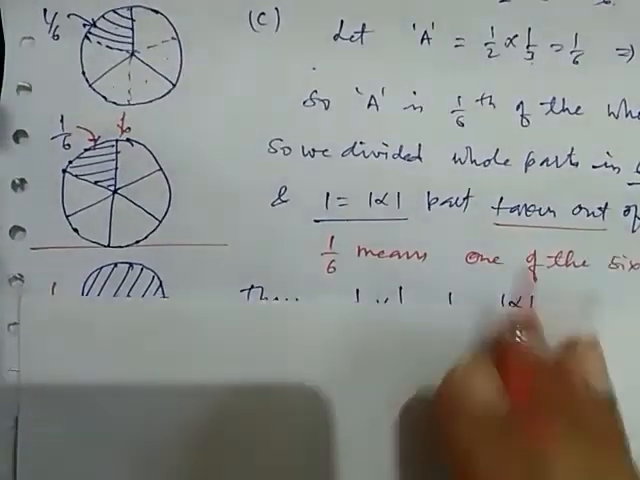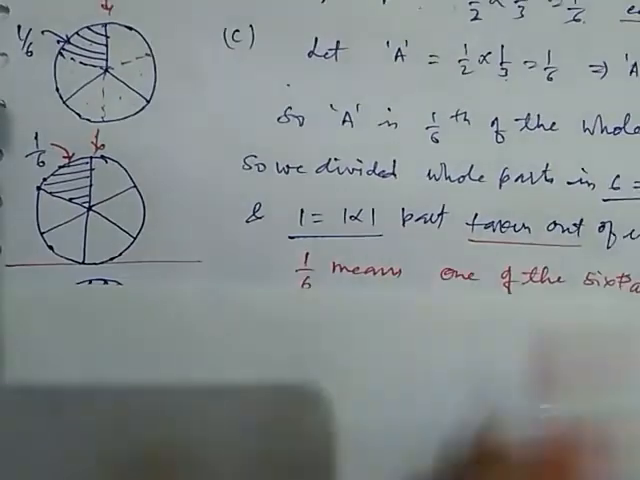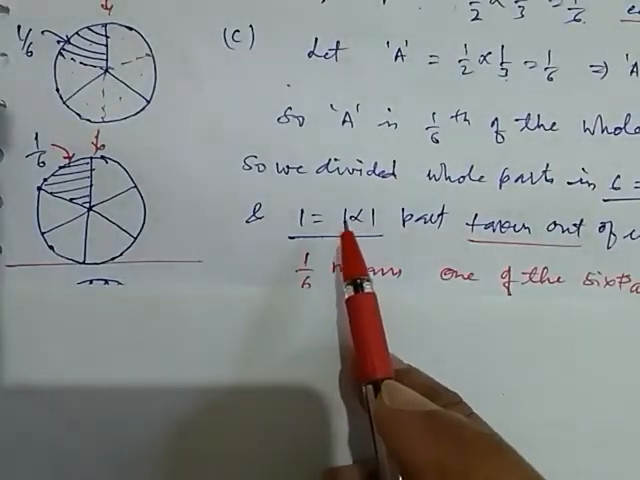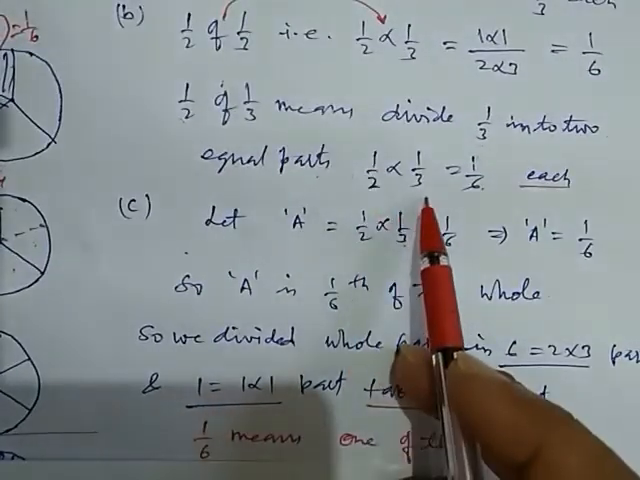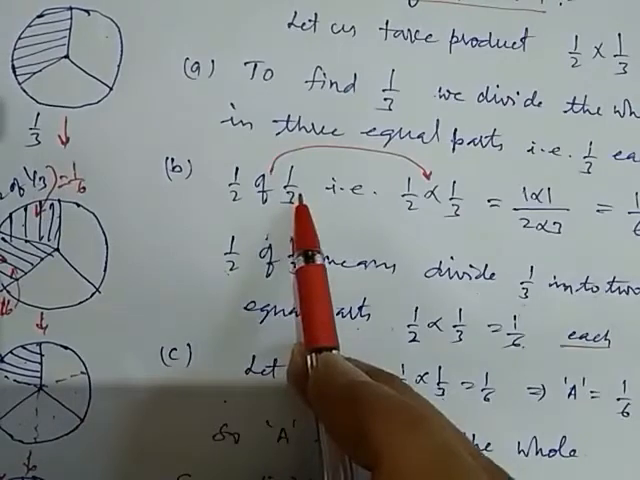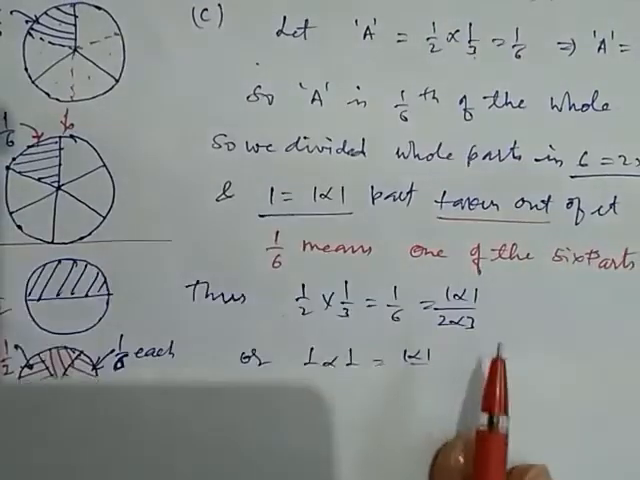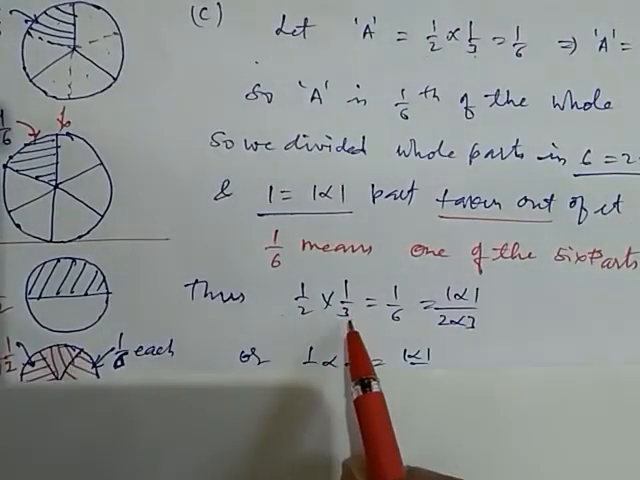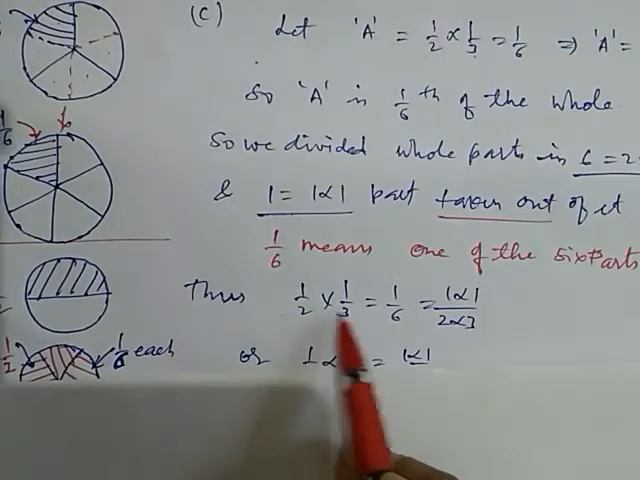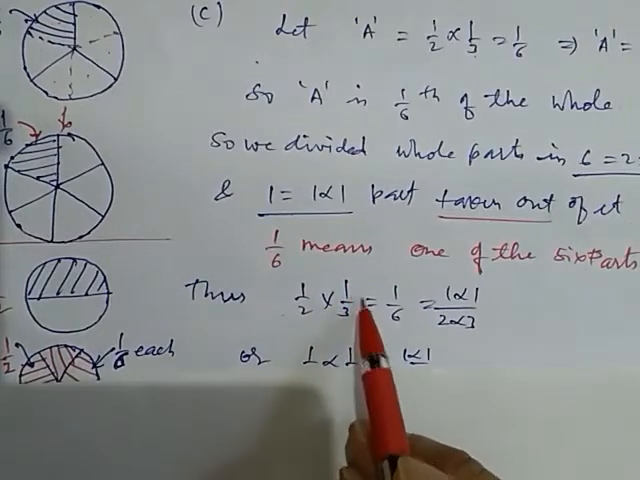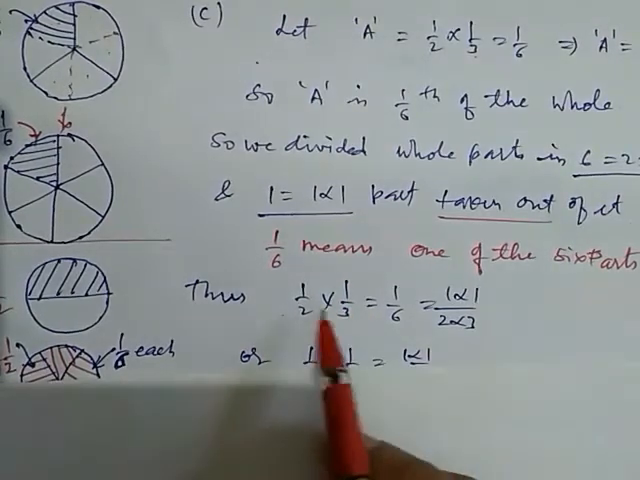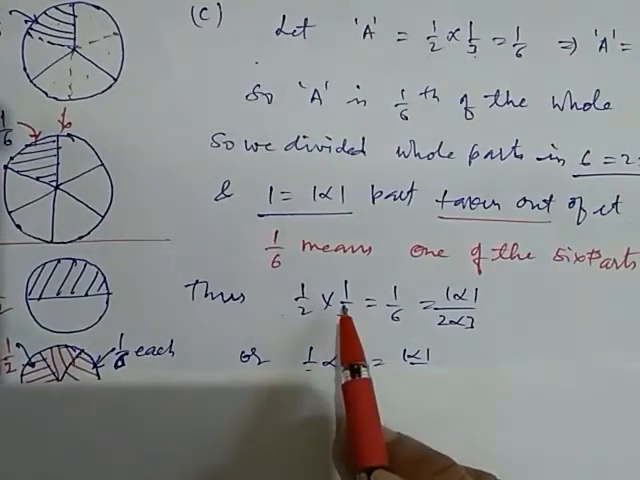Now we learn this the other way. Here we learn 1 by 2 into 1 by 3 means half of 1 by 3. But now we learn half into 1 by 3, that is half of 1 by 3. Half into 1 by 3 means half of 1 by 3. In both ways we find and check whether they are the same or not.